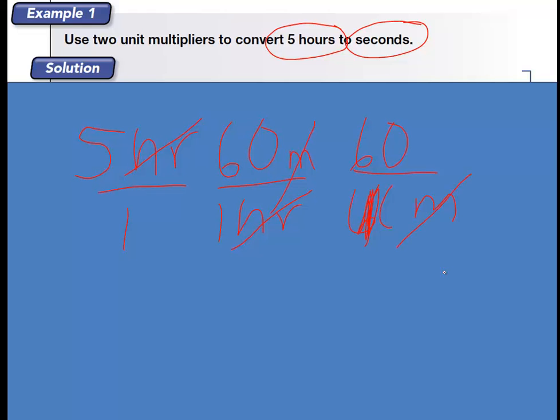Now we can just multiply across the top: 30 times 6, to get 18,000 seconds. And we know that's seconds because this is our only unit that gets left. Everything else has been canceled out. So our answer is 18,000 seconds in 5 hours.